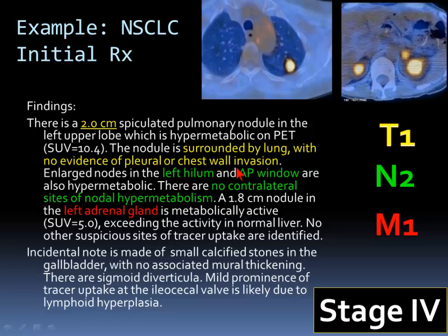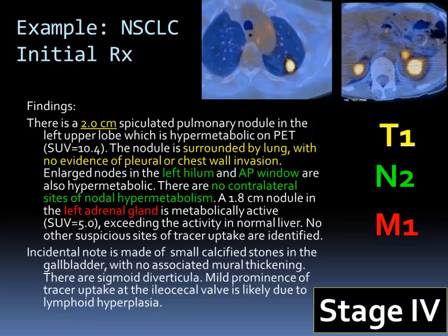We described that there are enlarged lymph nodes in the left hilum and AP window that show some FDG activity, but no contralateral sites of disease. That would denote that that's N2 disease. N1 disease. And then there's focal activity in the left adrenal gland indicating that it's M1. So you can see that by describing all of these findings in the report, the clinicians can then see that this is a T1N1M1 disease or stage 4 because of that adrenal metastasis.